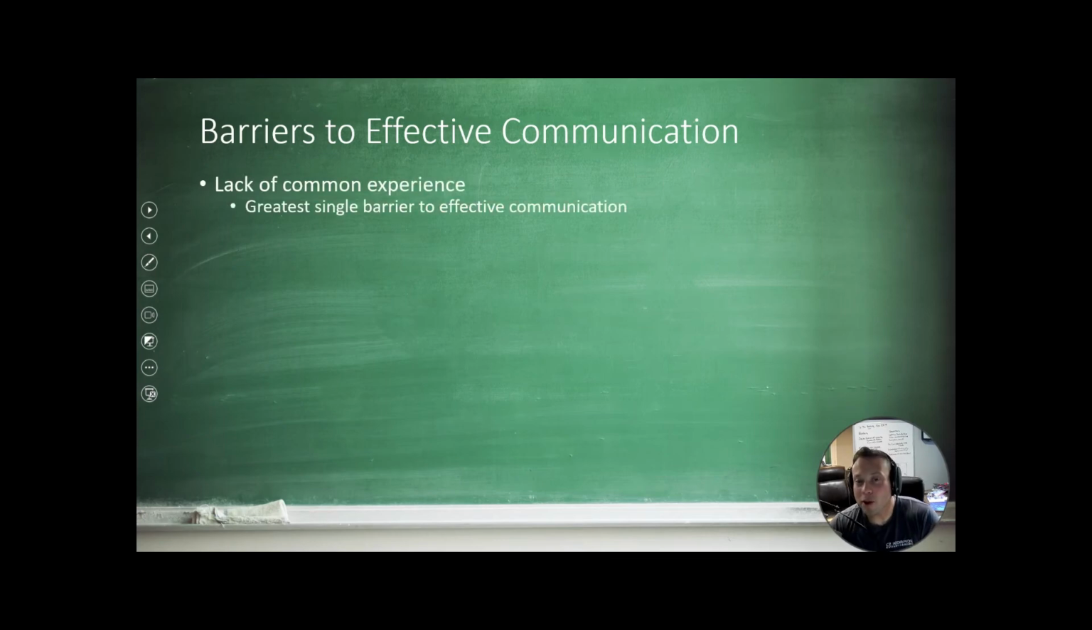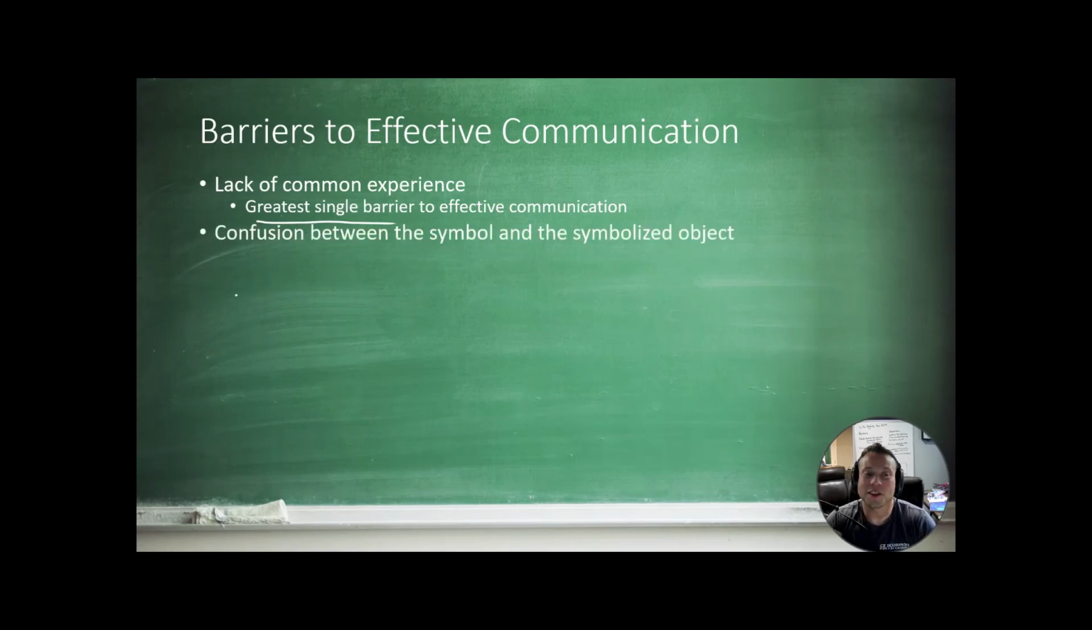Now, there are some barriers to effective communication. There's a lack of common experience. This is the single greatest barrier to effective communication. If I tell you I need a quantum spanner, and you're like, I have no idea what that is, that's going to make it really difficult for us to effectively communicate. Then there's confusion between the symbol and the symbolized object. When I memorize these lectures or these topics, I have a very goofy way of memorizing things. I use a memory palace, and if you guys are interested, I can tell you about how I do that.